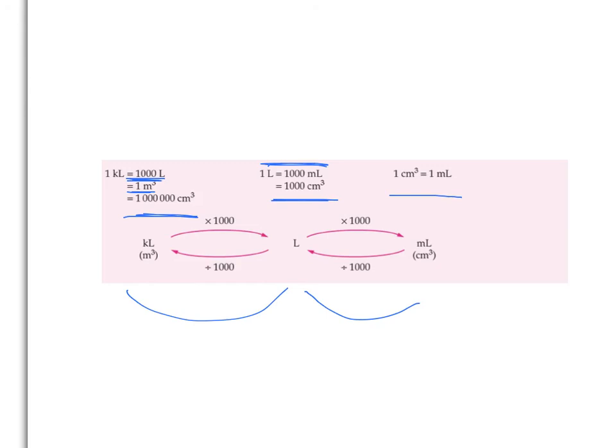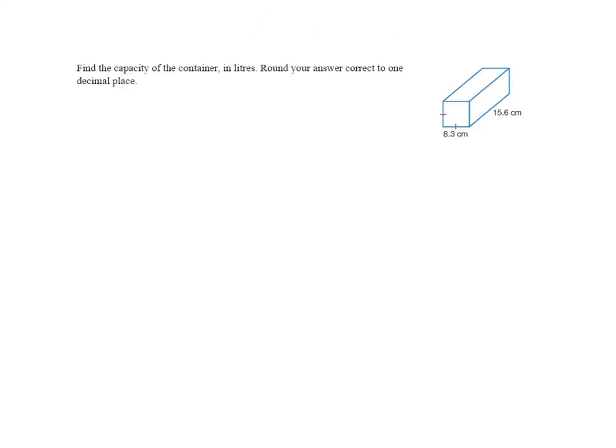Right, what else have I got for you? Let's see. Next. Okay. Find the capacity of the container in liters, and round your answer correct to 1 decimal place. So first of all, we've got centimeters here, so we're going to work in centimeters. We've first got to work out our face, and then we can multiply it by length. So we know that that's 8.3 centimeters. This and this means it is a square. I hope you said square.